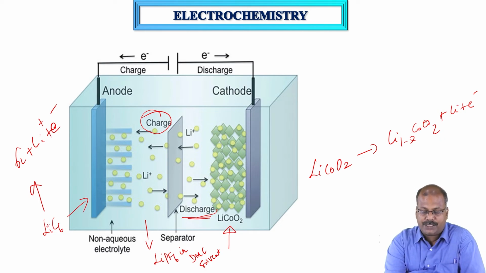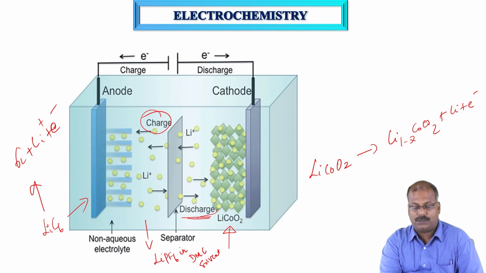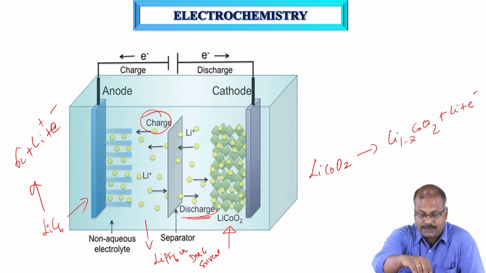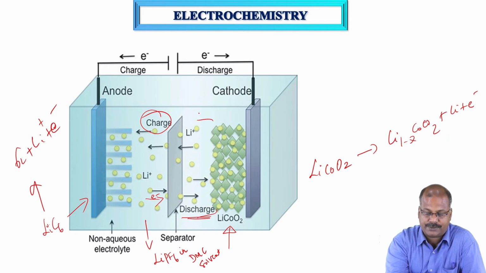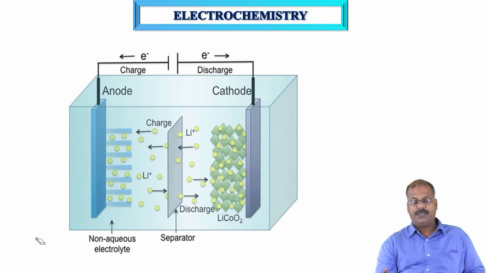Now we are seeing it in the diagrammatic form. So during discharge, lithium moves from anode to cathode. Okay. So lithium ion and electron move towards this side during discharge. During charging, from cathode to anode, this side. Okay. So what we have written in the form of equations, we are seeing in the diagrammatic form.